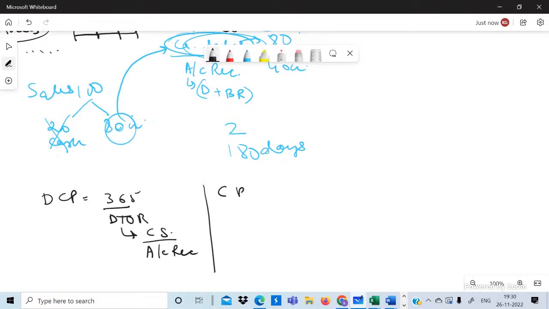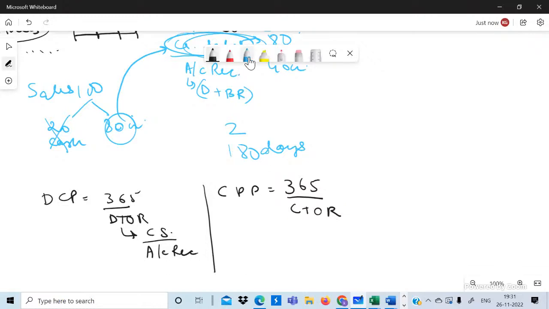So let's say if I want to calculate creditors payment period, how will I calculate? I'll take 365 and I'll divide it by what? Over here it was 365 divided by debtors turnover ratio. So creditors payment period will be 365 divided by, not the payables, it will be divided by creditors turnover ratio. And for calculating creditors turnover ratio, I'll take the payables.